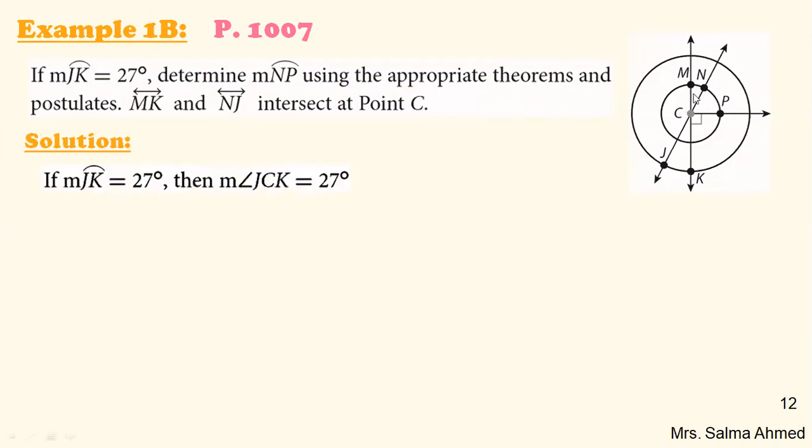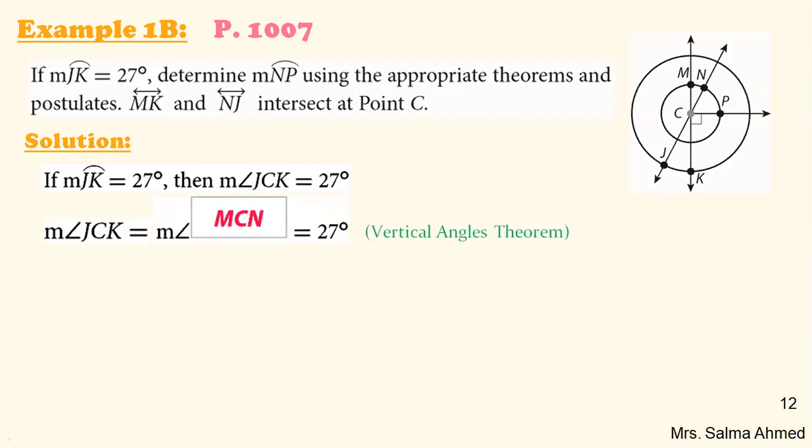If I have the measure of arc JK, which is 27, I can find the central angle, which is JCK. JCK is 27. So the measure of angle JCK is equal to the opposite one, by the vertical angle theorem. So angle JCK is equal to MCN, which equals 27.